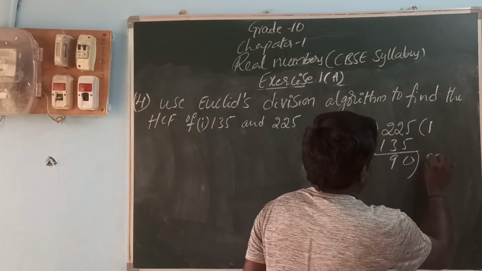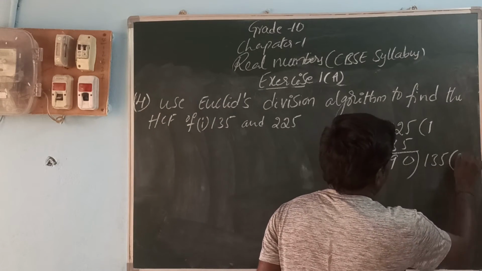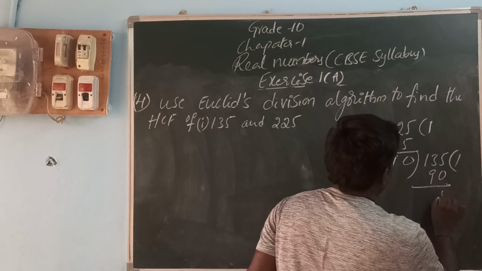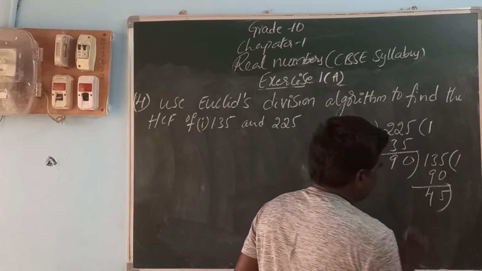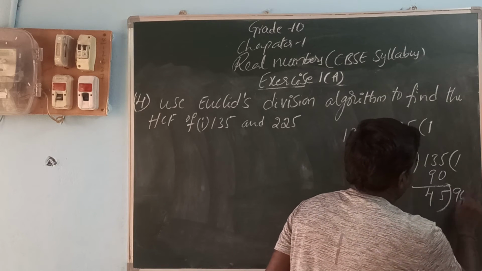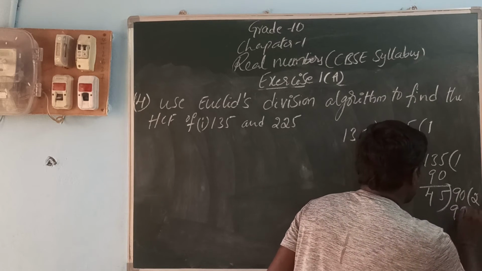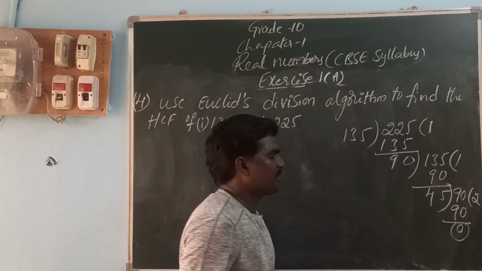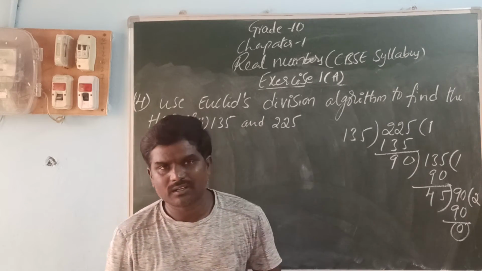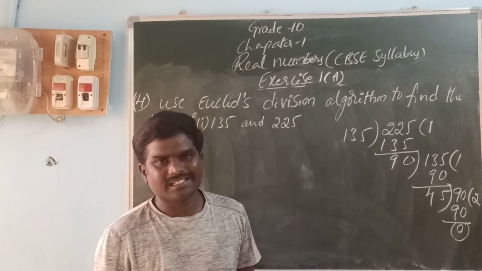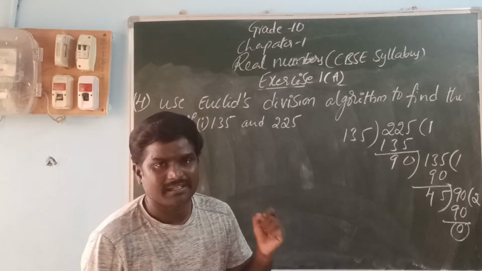So here 90 divides 135. 90 ones are 90. From 135 we subtract 90, we get 45. 45 divides 90 how many times? 2 times. The remainder is 0. Where do we get the remainder 0? At the divisor 45. So the divisor 45 is called H.c.f or GCD. GCD means greatest common divisor.